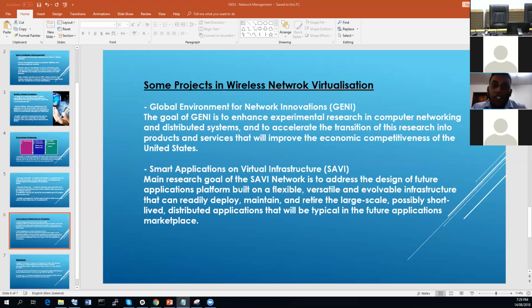The second one is the Smart Applications on Virtual Infrastructure. The main research goal of the SAVI network is to address the design of future application platforms built on flexible, versatile, and evolvable infrastructure that can readily deploy, maintain, and retire large-scale, possibly short-lived distributed applications that will be typical in the future applications marketplace. This project is headed by Canadian industry and their academia, research, and education networks.